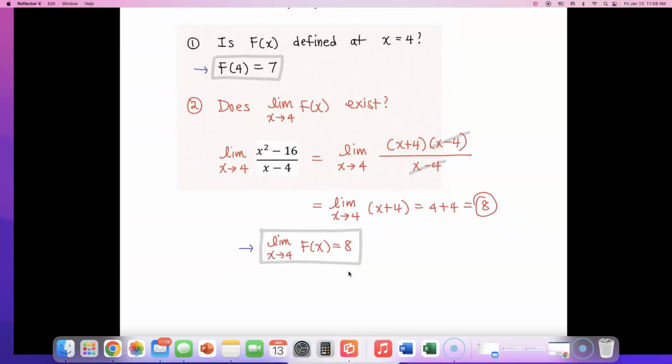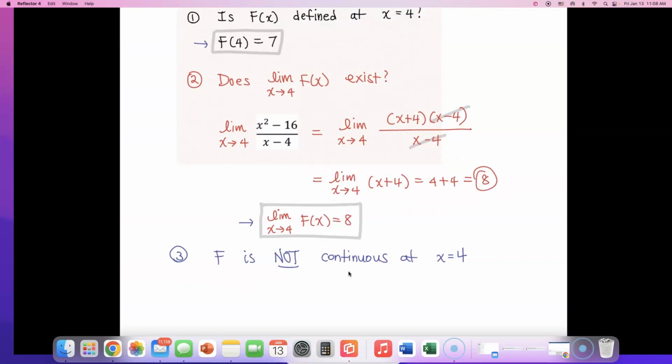So here's the conclusion. F is not continuous at x equals 4 because they're not the same. F of 4 is not equal to the limit as x approaches 4 of f of x.